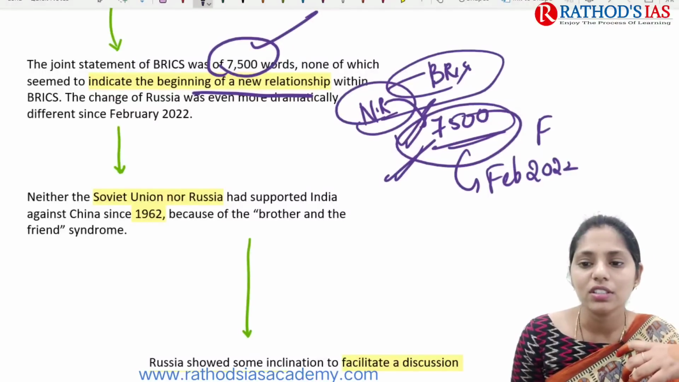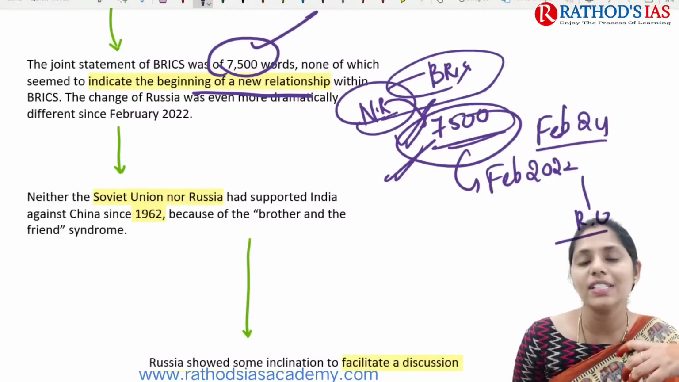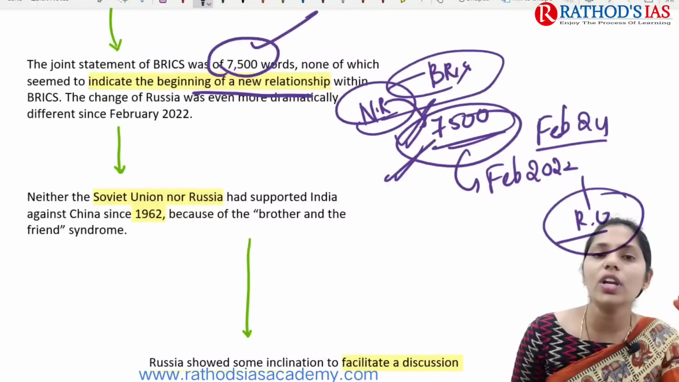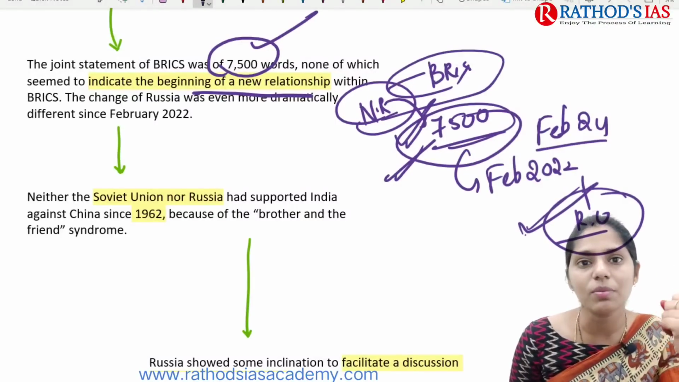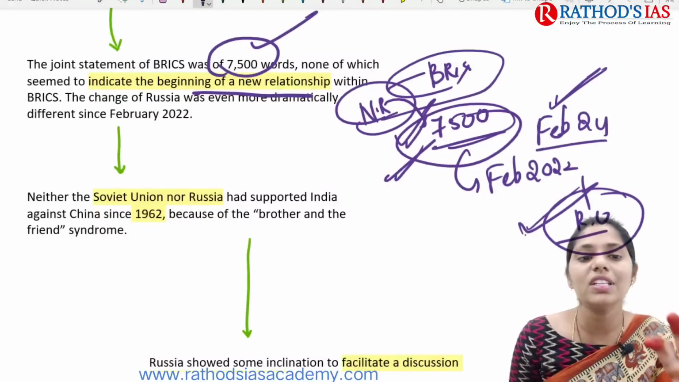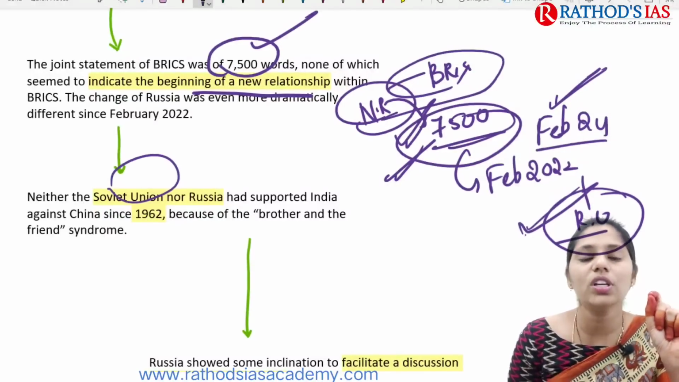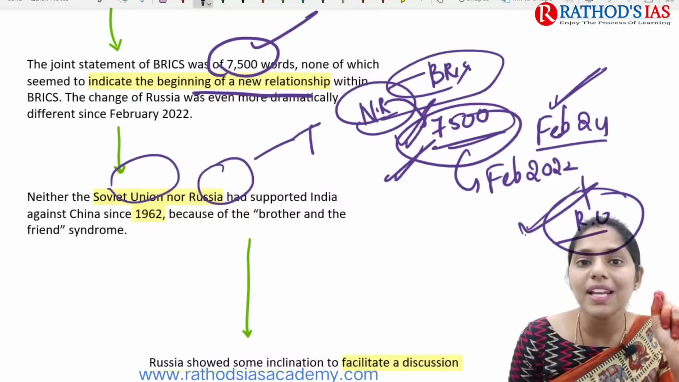On February 24th, the Russia-Ukraine crisis mainly started. Russia started invading Ukraine from February 24, 2022 onwards. So from that day onwards, what happened? There is some change that is seen in Russia here. Neither the Soviet Union nor Russia mainly supported India.